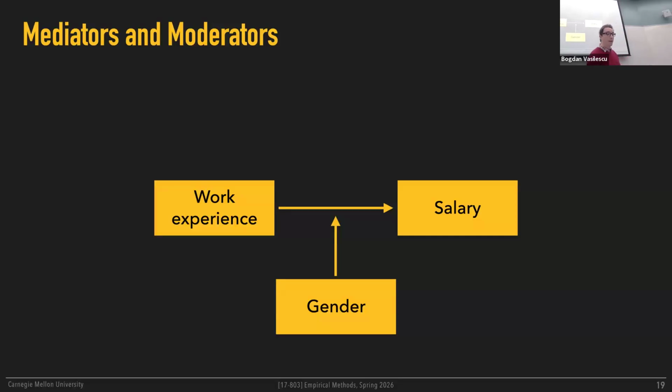Okay. But turns out gender moderates this relationship. Right? For example, in this country, women make however many cents on the dollar compared to men. Does anybody know what's the latest number? 84. 84? Okay. It says 81. All right. So depending on gender, right? The strength of the relationship, the magnitude of the relationship between work experience and salary will vary.